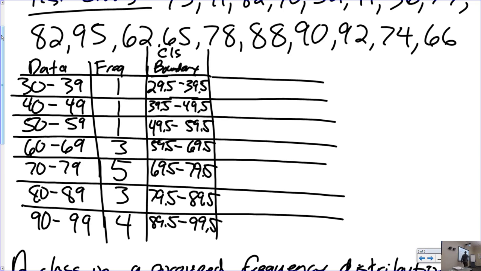So one of the other things that you may or may not want to show in your table is the midpoint. The midpoint of any range or of any class is just the average of the upper and lower within the class itself. So how do you average 30 and 39?